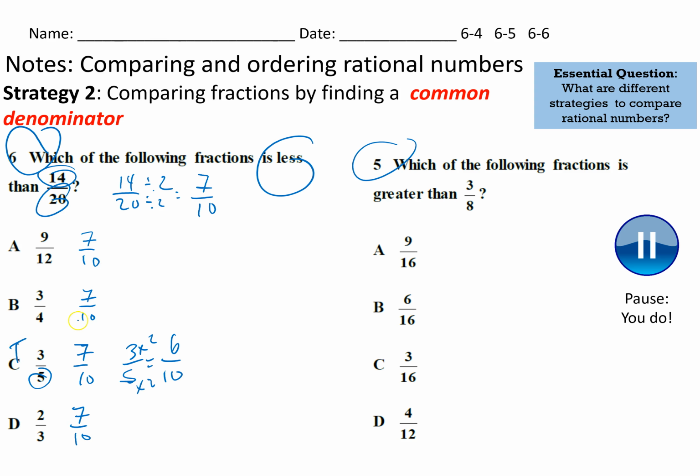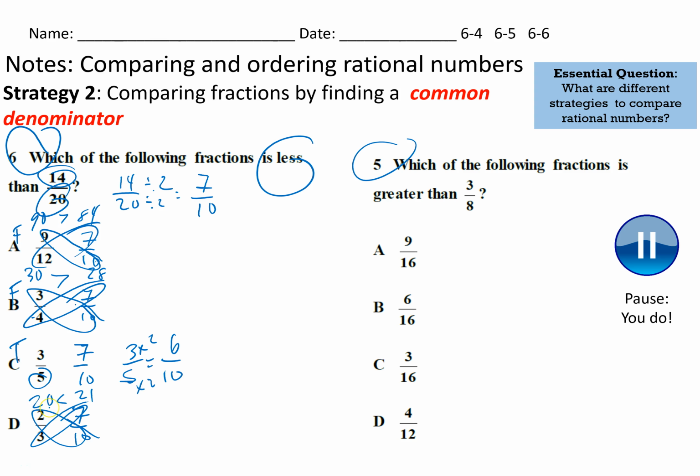Now, rather than convert both of these, I'm going to go ahead and cross multiply. So I get 30, 28. This one's actually larger. It's false. Numbers aren't bad here. 90 and 84, that's greater. That one's false. So far I look good. And 21, 20, less than.